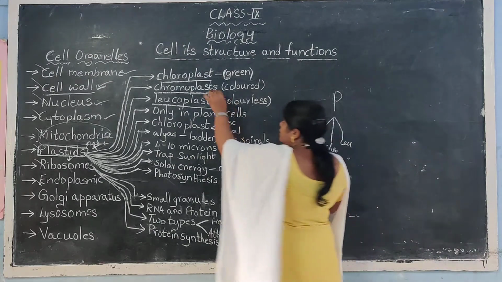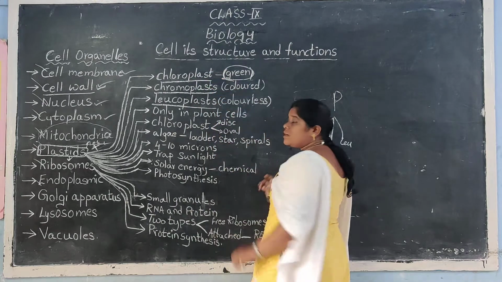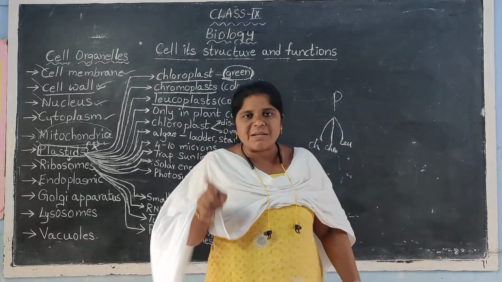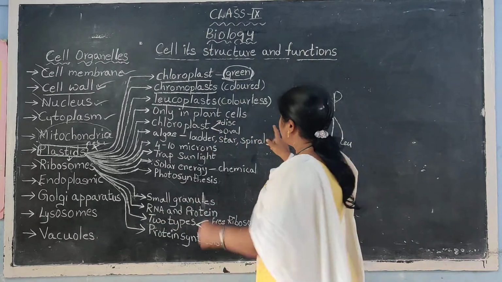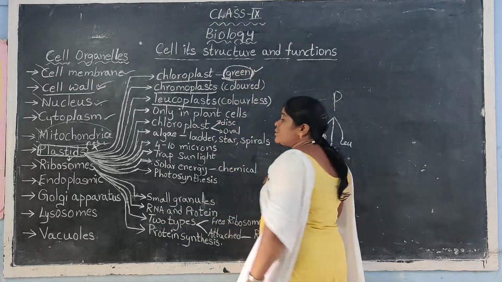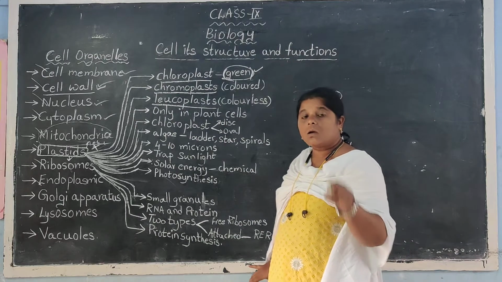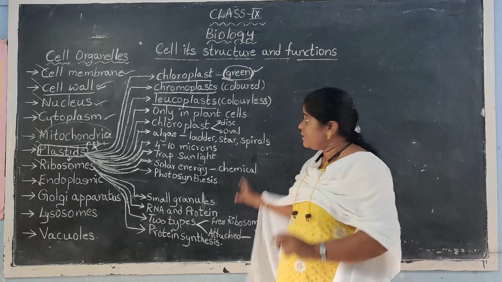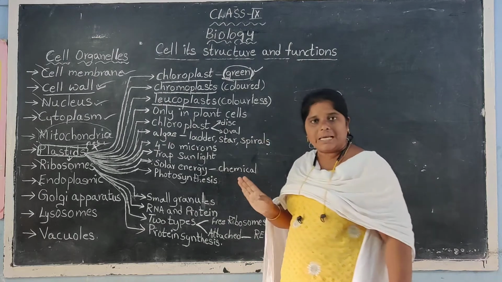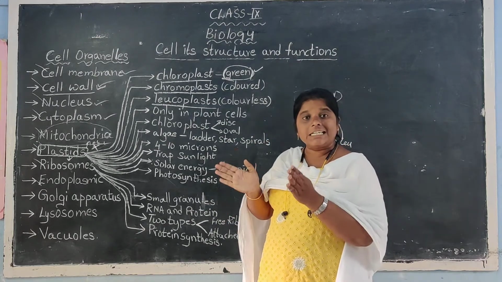This chloroplast appears green in color because of the pigment called chlorophyll in it. In 10th class, we will be studying about this. So the very first plastid is chloroplast, and it is green in color.